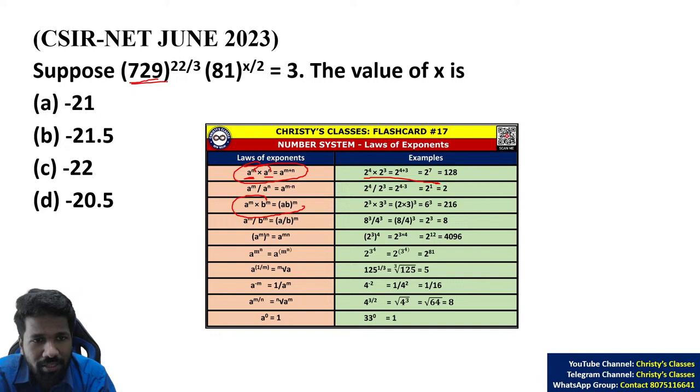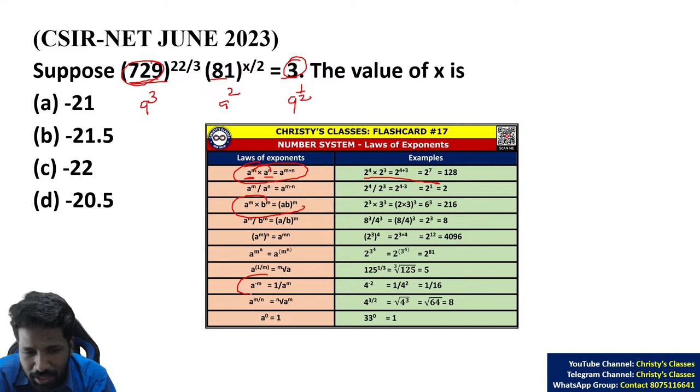729 and 81, 3. ये तीनों का बेसिस कैसे सेम कर सकते हैं? ये तीनों 9 का पावर्स है ना? You can write it in powers of 3 also, but I will tell you why I am not writing it in terms of 3. First I will explain with 9. ये 9 का क्यूब है ना, 729. ये 9 का स्क्वायर है ना, 81. लेकिन 3 9 का क्या है? 3 9 का रूट है या स्क्वायर रूट है? स्क्वायर रूट को हम 1 by 2 लिख सकते हैं ना? A raised to 1 by m means mth root of a. Like 125 raised to 1 by 3 means third root of 125. These are things already all of you know. But in case any of you have doubt, I am just briefly mentioning it.